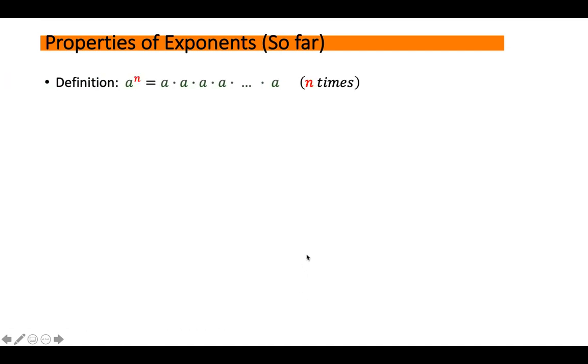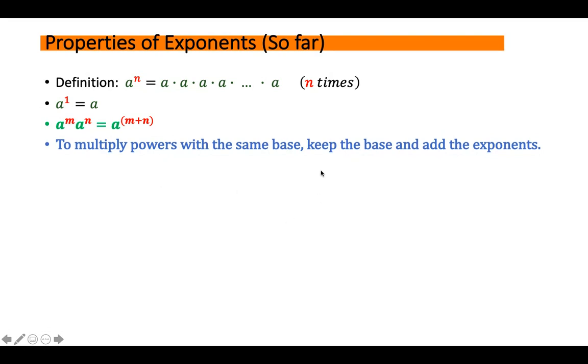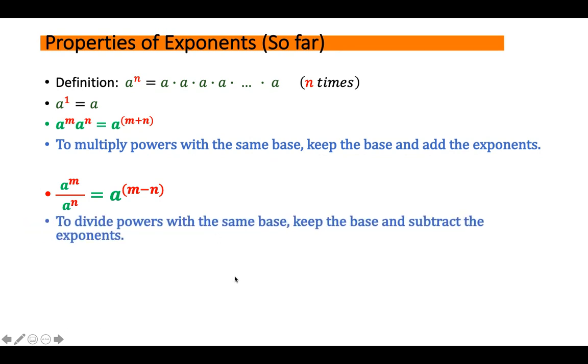So far we got some properties, and I know I've been going over these kind of quickly, but you can stop the video and watch it at your own pace. So any number raised to the first power is the same number. To multiply powers with the same base, you keep the same base and add the exponents, so addition. When you are dividing, because division is the inverse of multiplication, then you don't have to add the exponents anymore. You actually subtract the exponents.